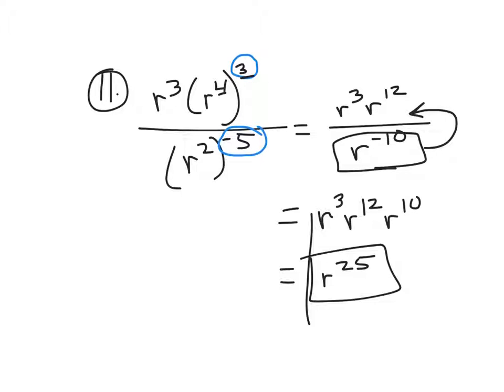And then after you do those two things, we're going to finish by either multiplying or canceling. In this case, it's multiplying. And when we multiply, we add the exponents. 3 and 12 is 15, and 10 is 25. So you end up with r to the 25th power here. So you're likely to see a problem somewhere on your final dealing with exponents.